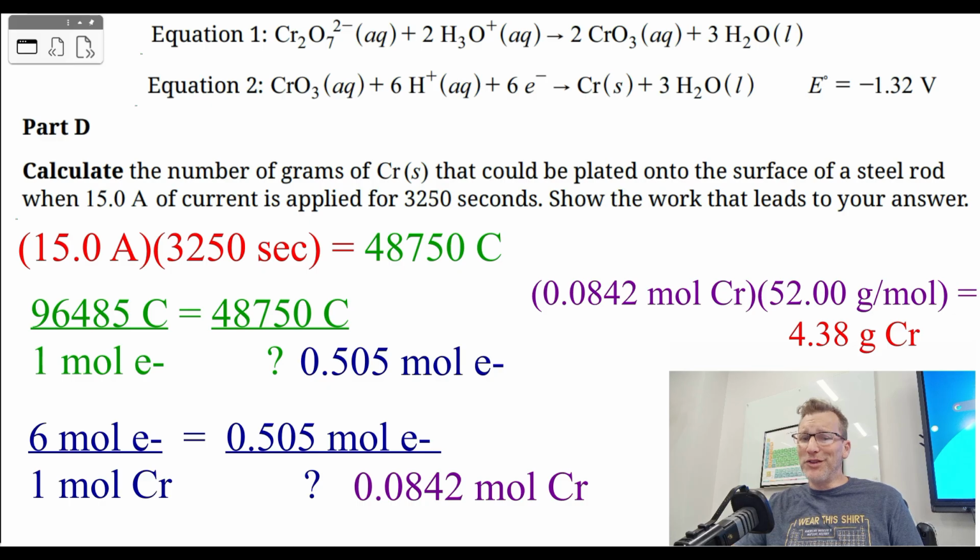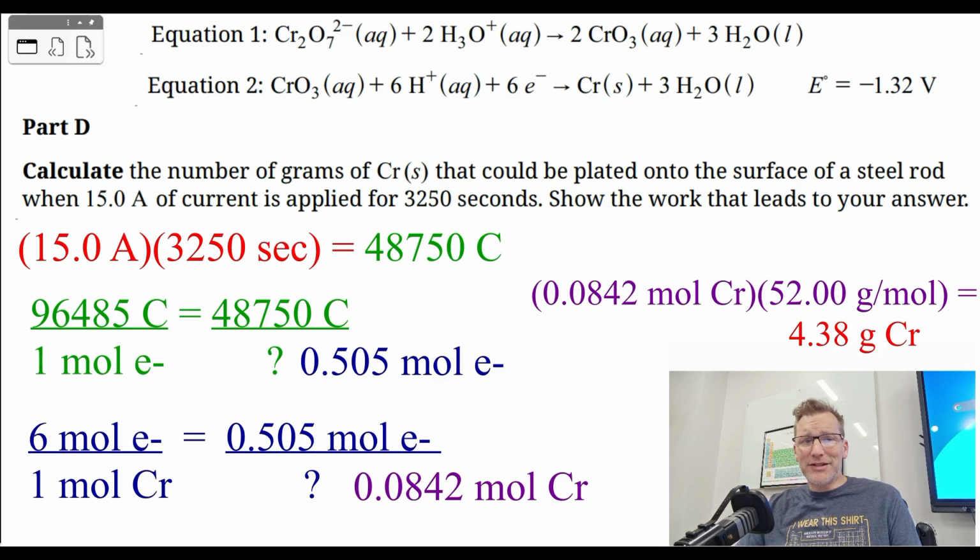Part D was one of those where I practiced this a lot in my class, where you got to go through a bunch of proportions. You got to go to get grams. We start with 15 amps, 3250 seconds. We multiply those using the I equals Q over t equation, and that gives me 48750 coulombs. Now, what do we know with coulombs? There's 96,485 coulombs, look in the green there, for every 1 mole of electrons. So if you know 48750 coulombs, you can know the moles of electrons. That's 0.505 moles of electrons.